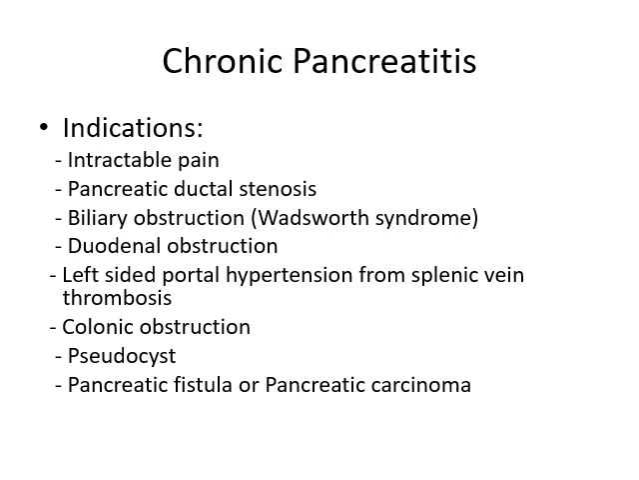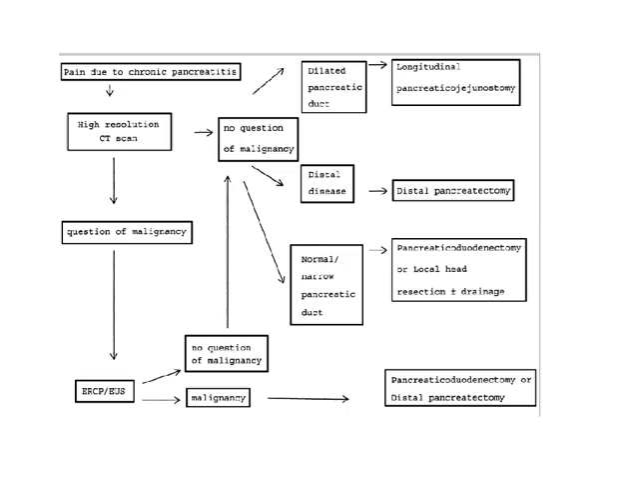pancreatic duct obstruction, duodenal obstruction, splenic vein thrombosis, which causes left-sided portal hypertension, also called sinistral portal hypertension, chronic obstruction, pseudocyst, or any doubt of pancreatic carcinoma. So in this algorithm, we will see the algorithm for dealing with chronic pancreatitis.